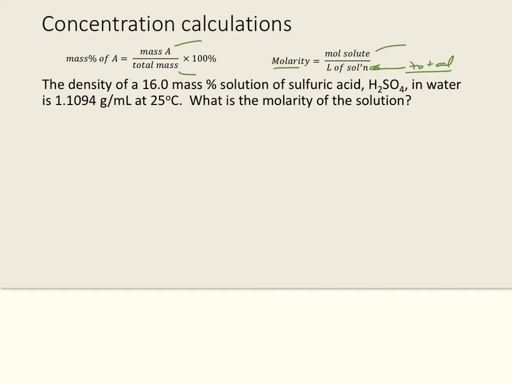And so it says the density of a 16 mass percent solution of sulfuric acid in water is 1.1094 grams per milliliter at 25 degrees Celsius. What is the molarity of the solution? So we're looking for molarity. So I know to get molarity, I have to find moles of sulfuric acid, because that's the solute, in liters of the solution. Okay, so I have to find both moles of the H2SO4 and liters of the total solution.